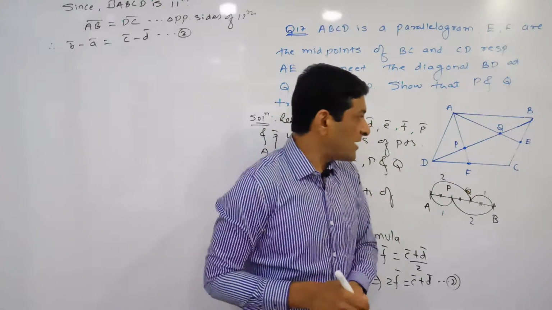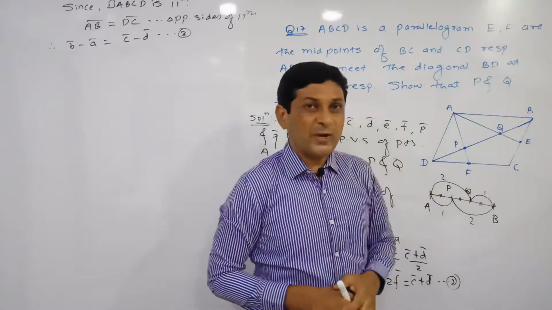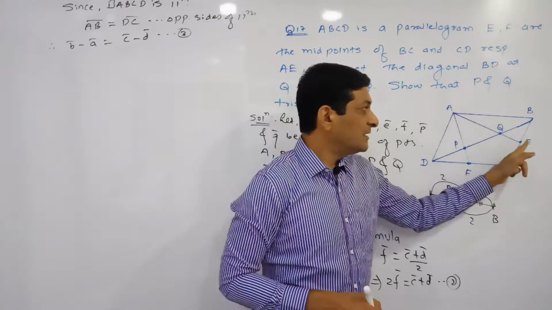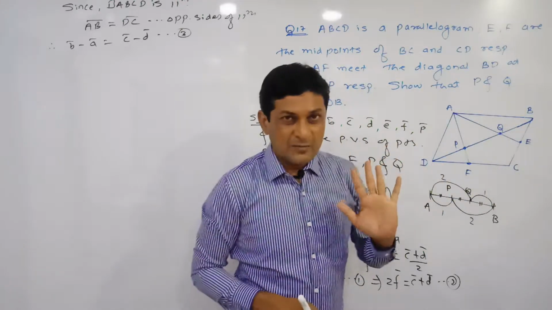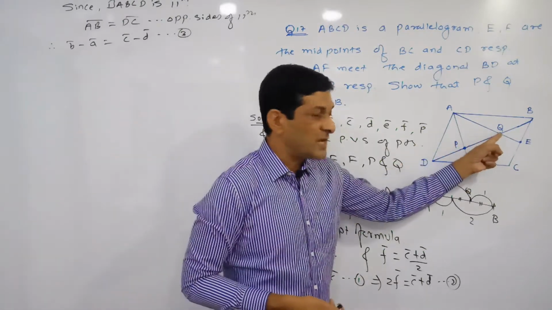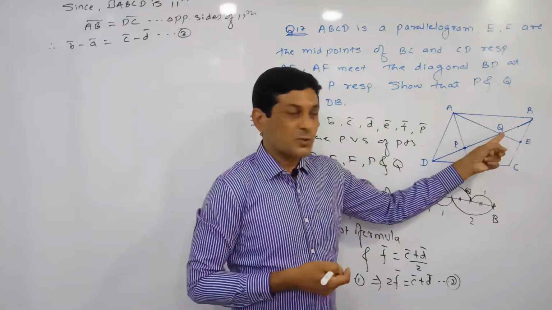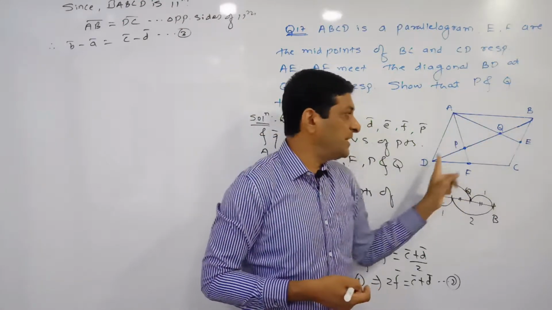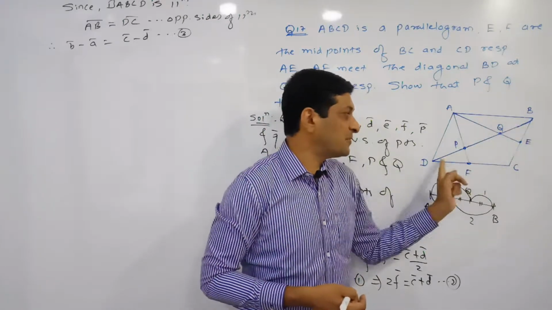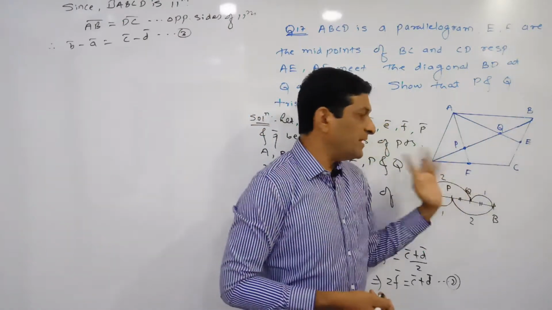Now first let us try to show that point Q trisects segment DB. Which four points are there in segment AE and segment BD? A bar, E bar, B bar and D bar. Observe that E bar appears because we are first trying to find the position vector of point Q, and we will try to prove that AE and BD trisect each other. This point Q trisects segment BD, but Q is the point of intersection of AE and BD, isn't it?